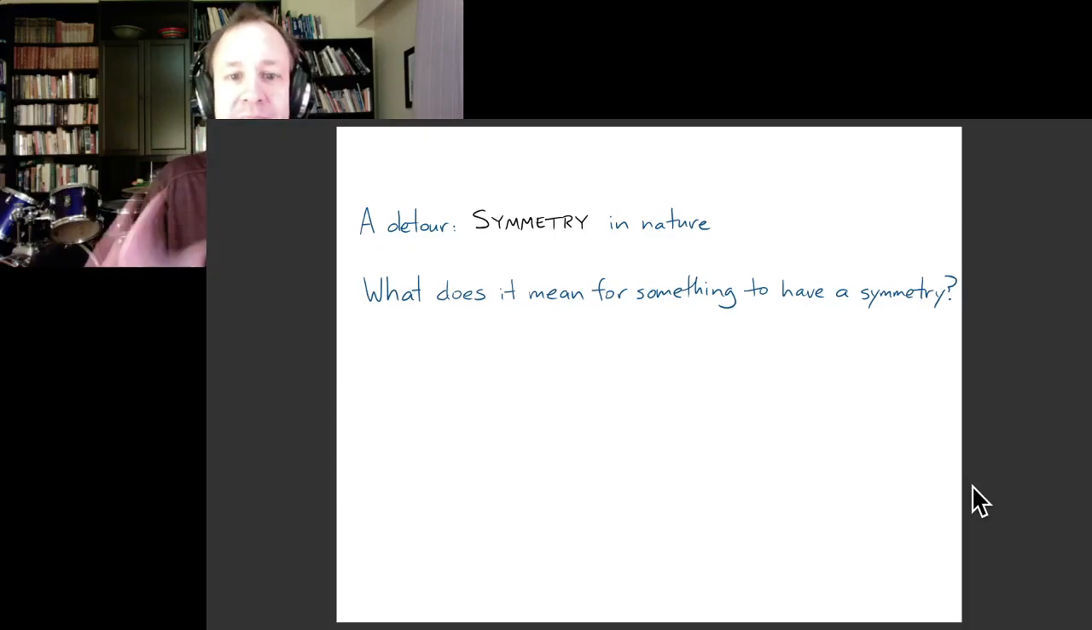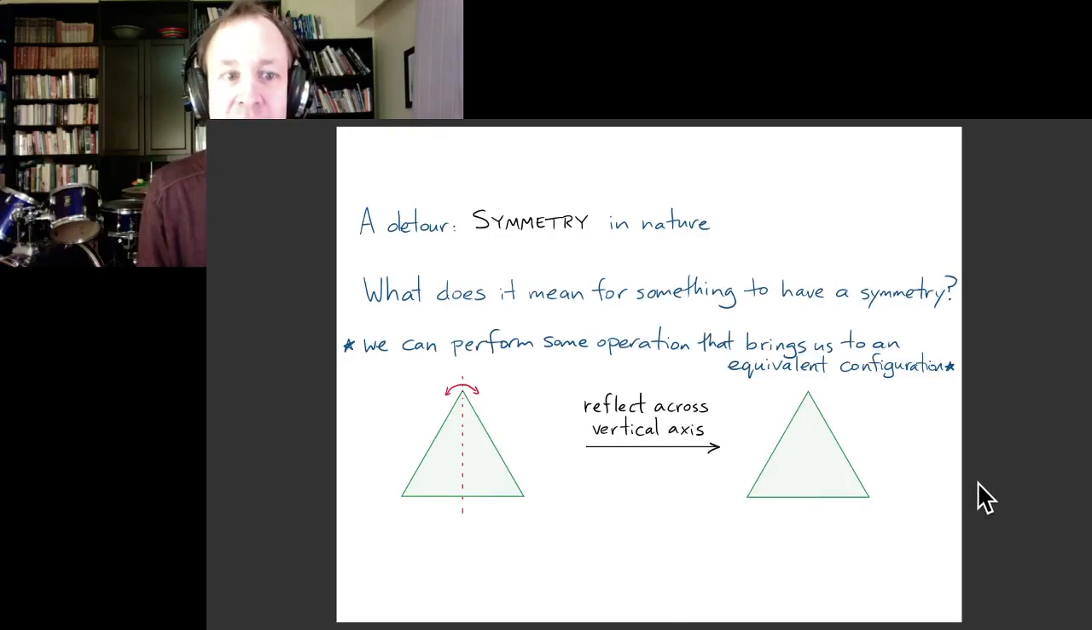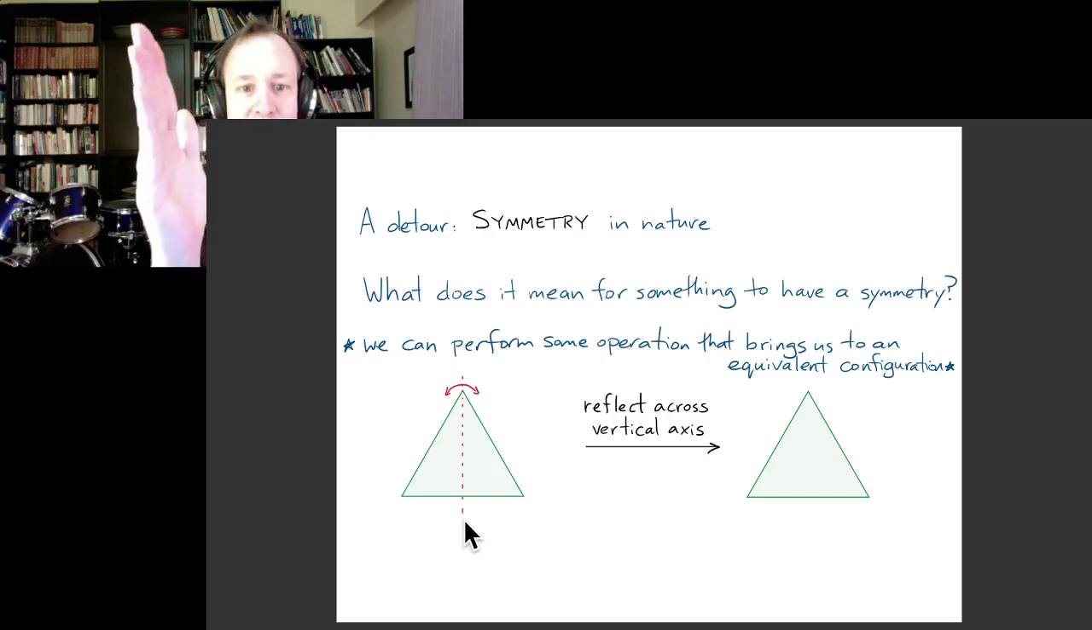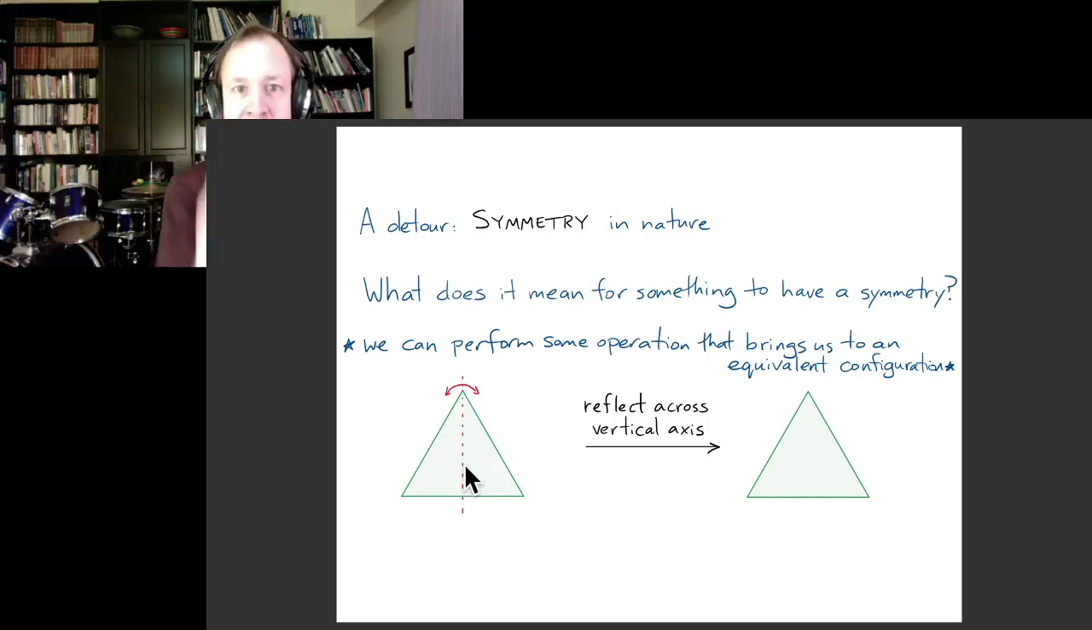So my definition of an object having a symmetry is that we can perform some operation on that object that brings us to an equivalent configuration. So as an example, consider this triangle. So we would say that this triangle has a symmetry, and one particular symmetry that it has is a reflection symmetry. So we could draw a line down the middle of the triangle, and we could imagine reflecting that shape left to right, exchanging the two sides, and then you get exactly the same thing after you perform that operation.